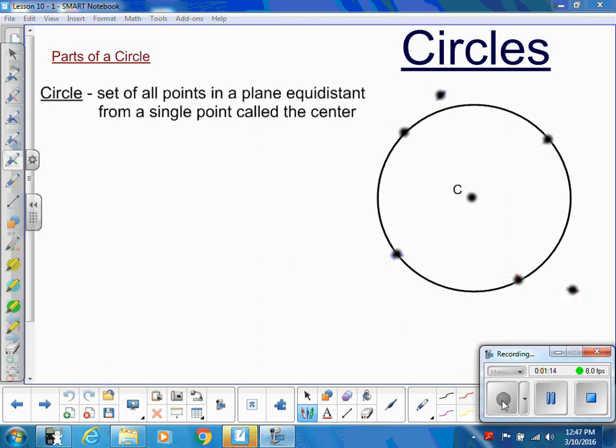Now, you can either write it as circle C, or we denote it with a circle symbol, but you have to make sure that you put the point in the middle. Otherwise, it just looks like an OC, okay? So we can either write the word circle and then C, or we denote it with the circle symbol and then the C.